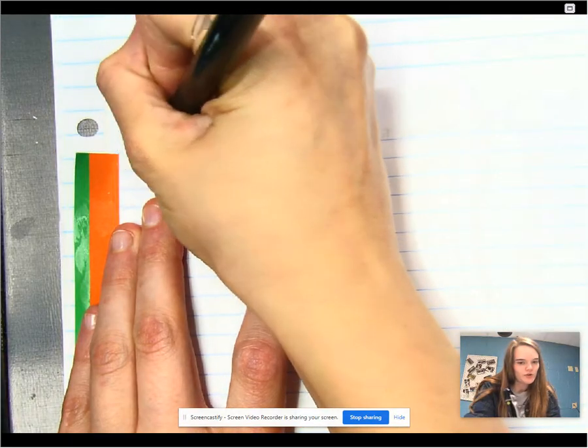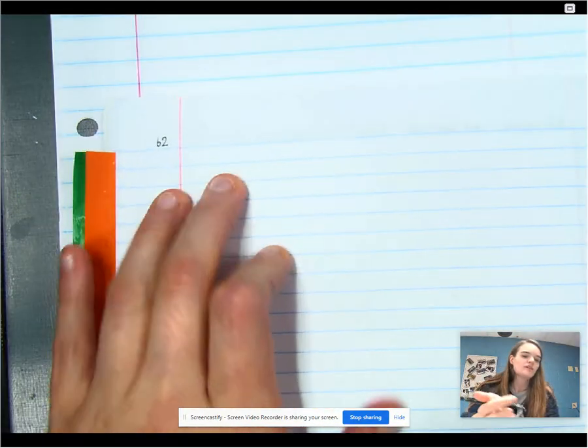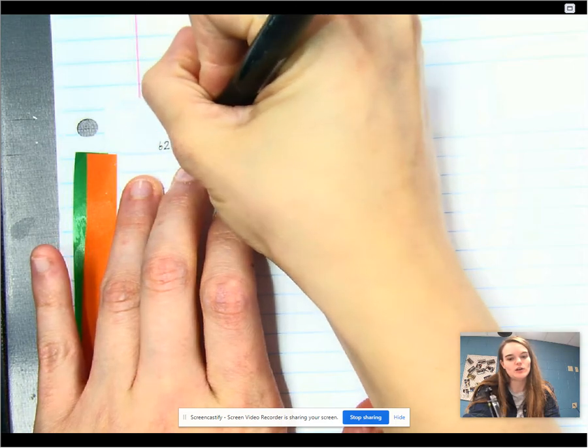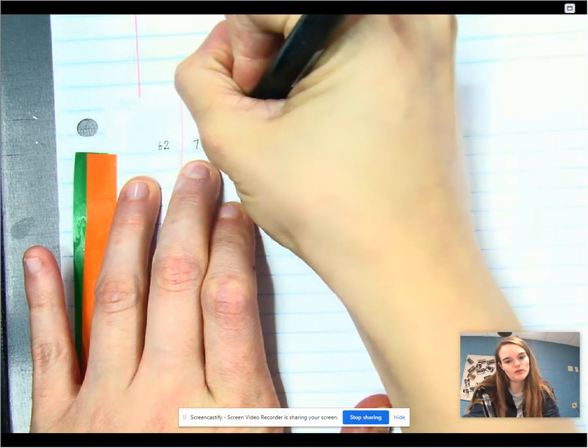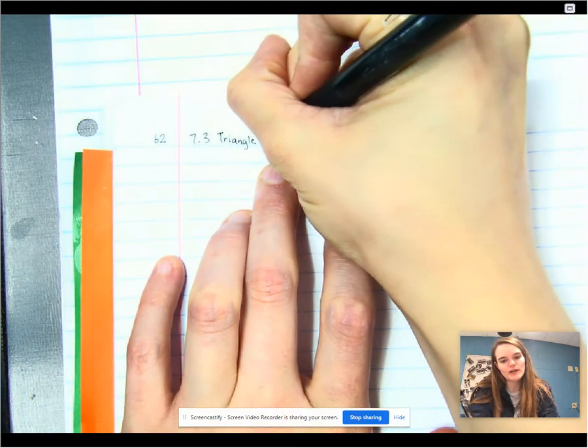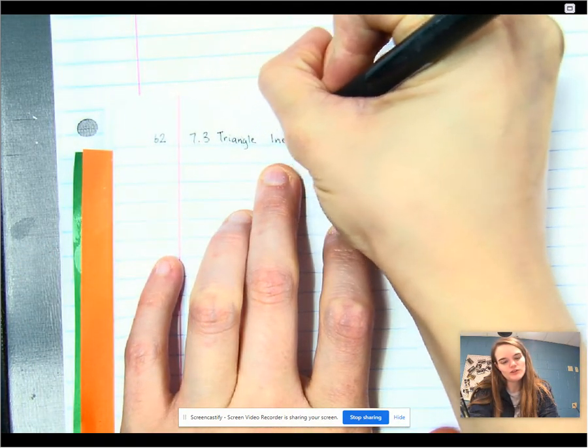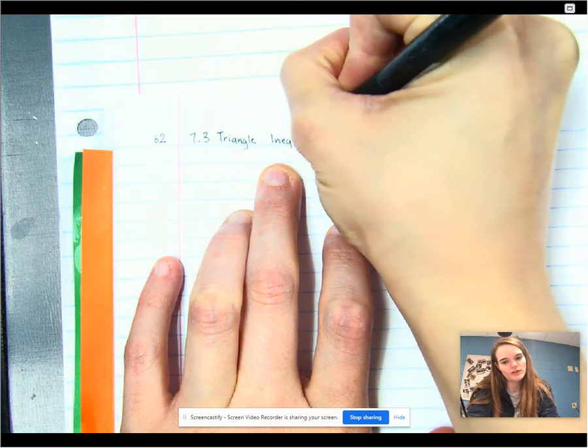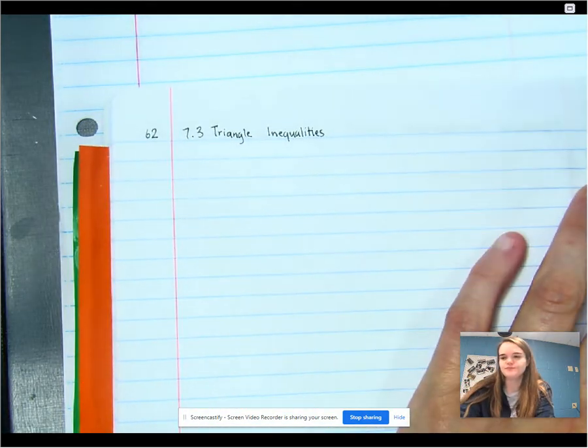Alright guys, you need to open your notebook to page 62. We're going to be doing 7.3 triangle inequalities. Now, we'll go ahead and tell you that we are going to be doing two parts to this. So you're going to go ahead and label 62 and 63, but we won't finish triangle inequalities today. We'll finish tomorrow.